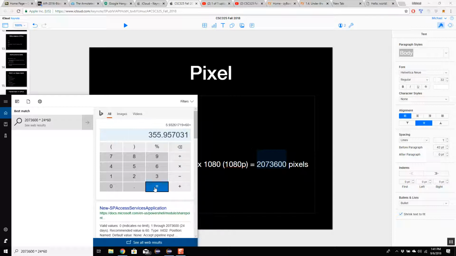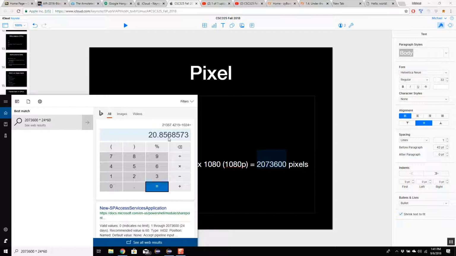So now we have 355.96 megabytes per second, times 60 is the number of megabytes per minute, divided by 1024, 20.8 gigabytes per minute for 1080p uncompressed. What about for an hour?